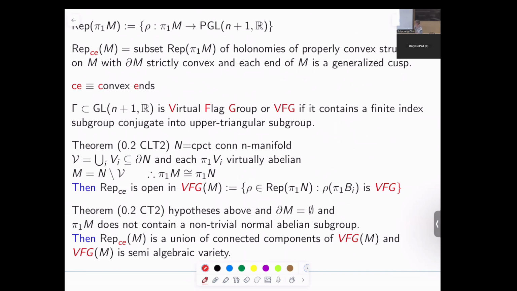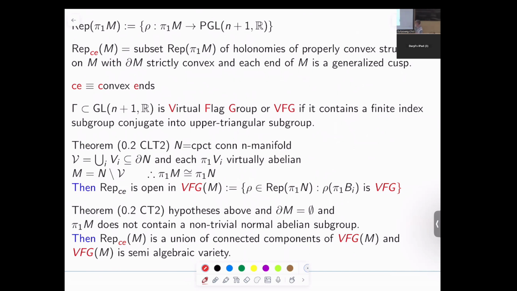So we've got this compact manifold. Maybe it's a 3-manifold. Maybe it's got a torus boundary component. We're going to take some of the boundary components and remove them. So M is going to be the compact manifold with these boundary tori removed. And so the fundamental group of M and the fundamental group of N are isomorphic by the inclusion map.